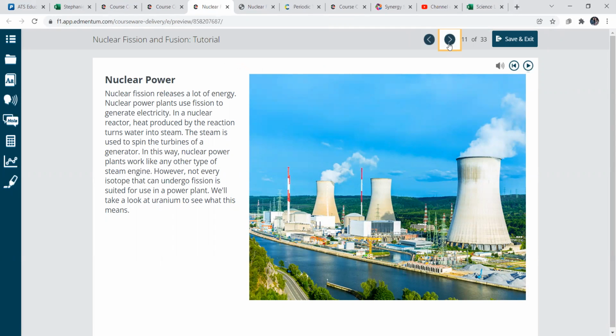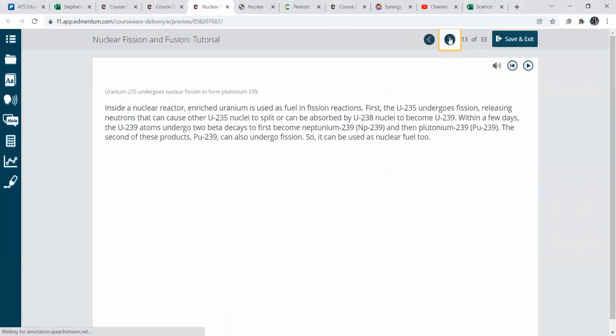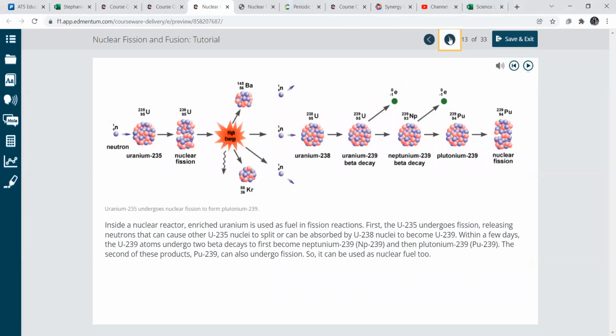Nuclear power, we have a lot of nuclear power nowadays. It releases a lot of energy and generates electricity, stuff like that. Okay, let's go to the next part. And then this just shows you a couple of examples.